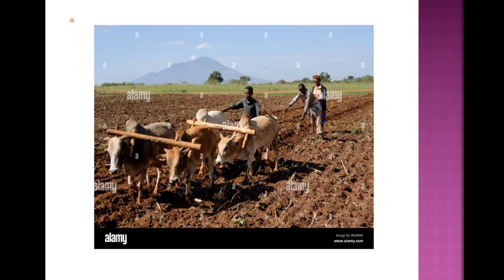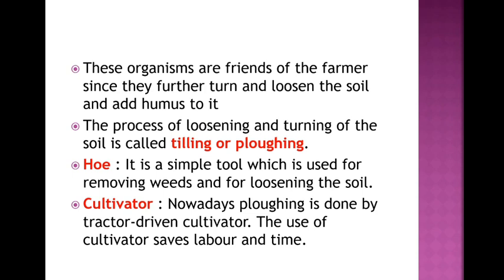Just look at the image. By using farm animals, the soil becomes loosened, and these organisms are friends of the farmers since they further turn and loosen the soil and add humus to it. These earthworms and microorganisms turn and loosen the soil and add humus, that is organic substance or manure, to the soil, thereby increasing the fertility of the soil. The process of loosening and turning of the soil is called tilling or ploughing. So the process of loosening of soil is nothing but ploughing.